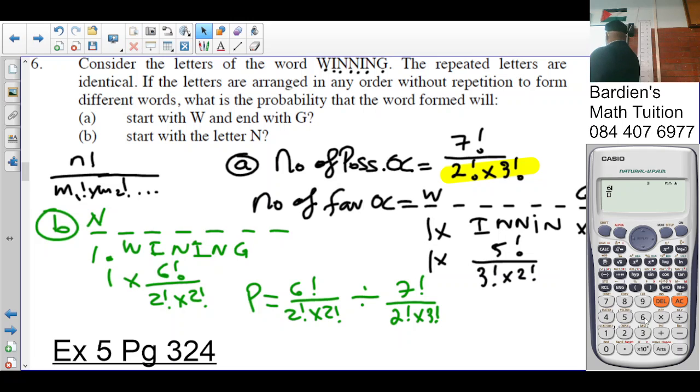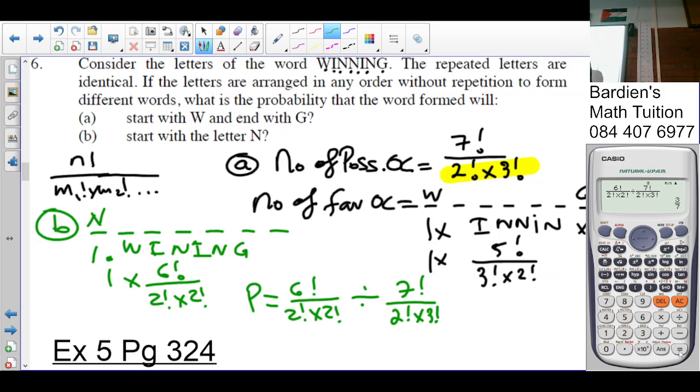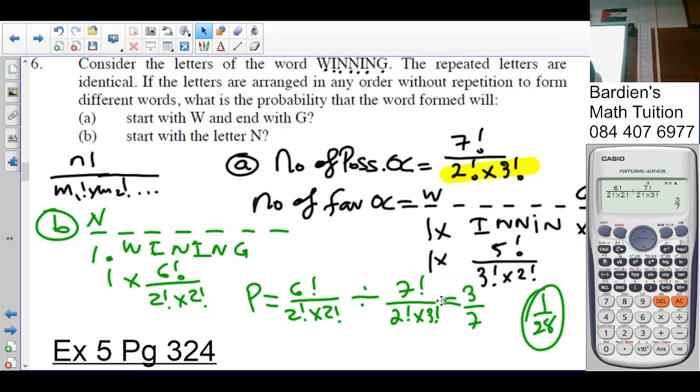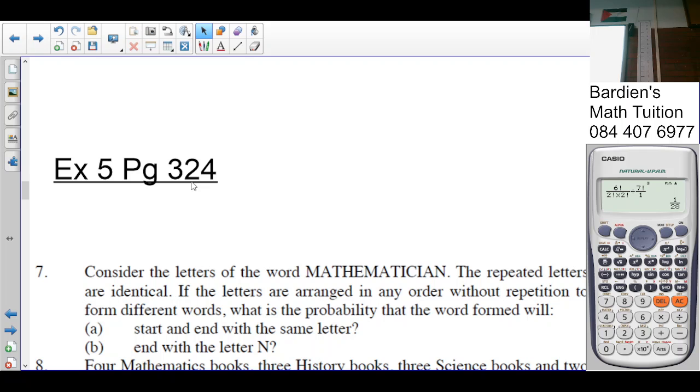So it's going to be 6 factorial over 2 factorial times 2 factorial divided by 7 factorial over 2 factorial times 3 factorial. That is 3 over 7. And they have 1 over 28. They have left out this part here. No? Let's put it over 0 factorial, which is 1. 1 over 28. Okay? That is number 6. Number 7.